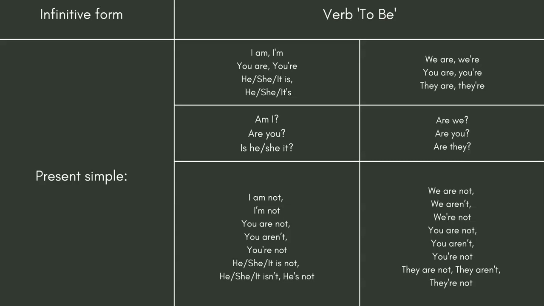Let's have a look at all the forms of the verb to be. In present simple, I am would be shortened to I'm. You are, you're. He is, she is, it is. He's, she's, it's. We are, we're. You are, you're. They are, they're.